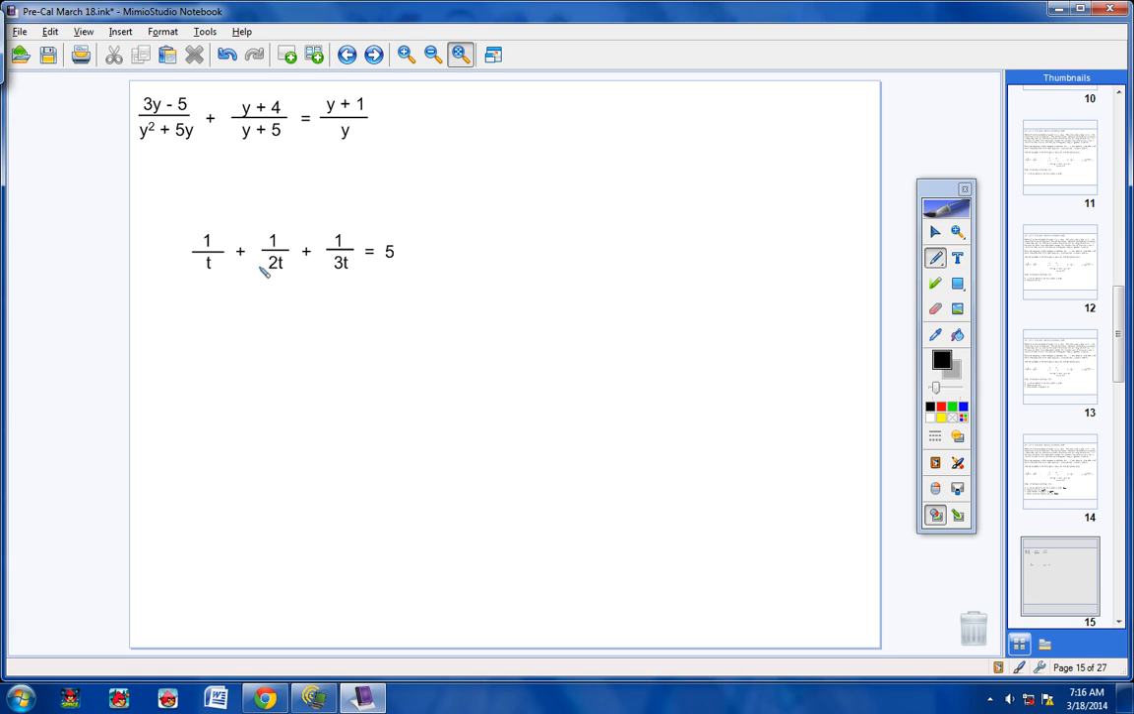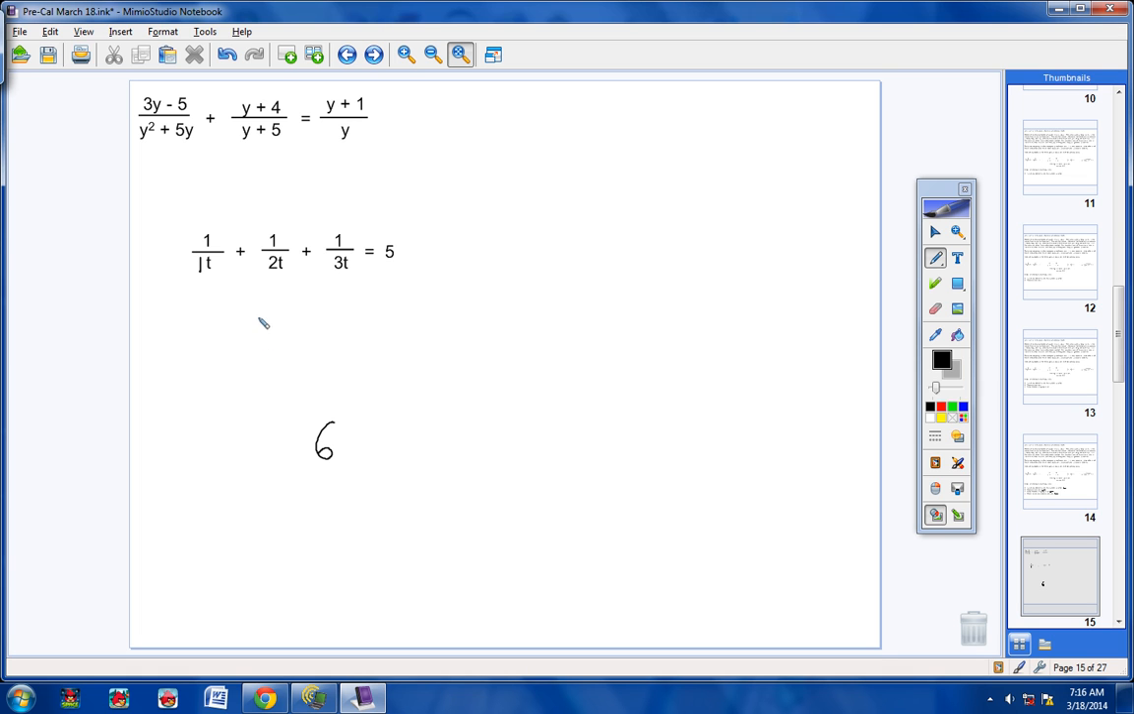Here we go. Please pay attention. Let's go ahead and solve this equation here. Step 1 says to factor any denominators that can be factored. Well, none of these denominators can be factored at all. So now we're going to find a common denominator for 1t, 2t, and 3t. Well, let's start with the whole numbers first. 1, 2, and 3. A common denominator for 1, 2, and 3 would be 6.